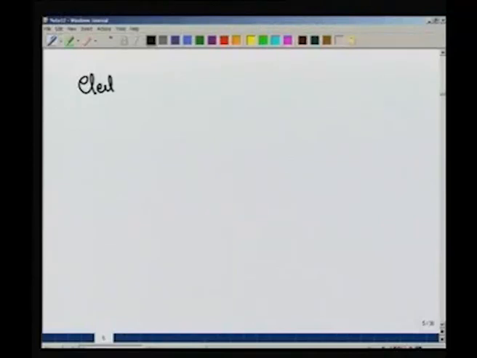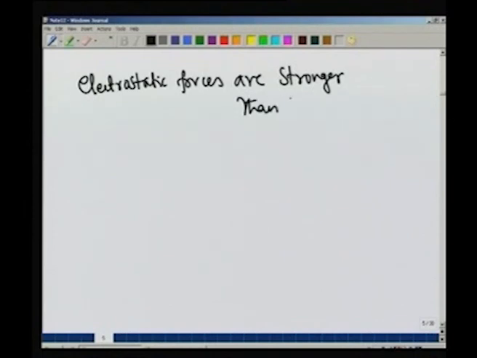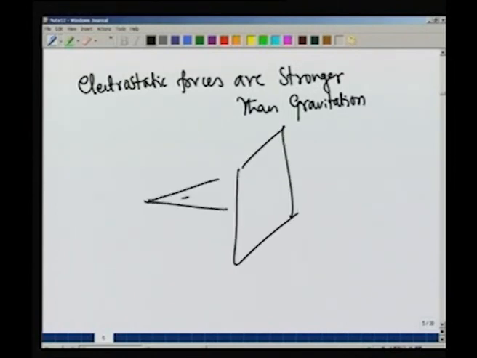What is the great advantage in this? The great advantage is that electrostatic forces are stronger than gravitation. So, suppose I have a plate here and there is a spray gun which is sending the paint. If I am holding it like this and painting it, I can ignore the effect of the gravitational force because the electrostatic force is much stronger. The electrostatic attraction is much stronger.